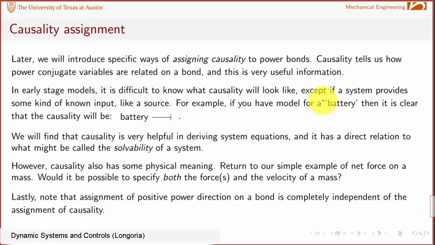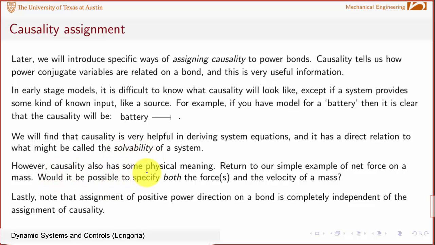but if you have specific systems that are sources, let's say you had a battery, you might assume that the battery is specifying an effort to a system. So there's a system connected to this battery. It's easy to say that the battery specifies an effort to whatever is connected to it. We're going to find that causality is very helpful for deriving system equations. We spend a lot of time using causality in this way, and it tells you something about whether the equations that you derive are solvable.